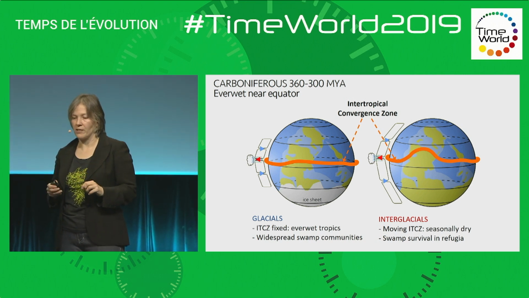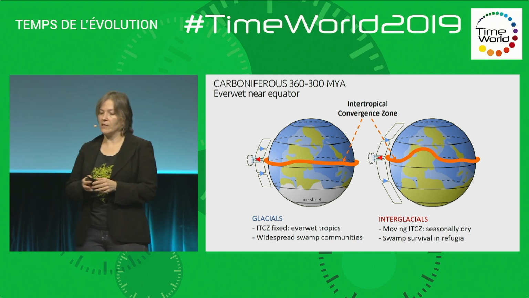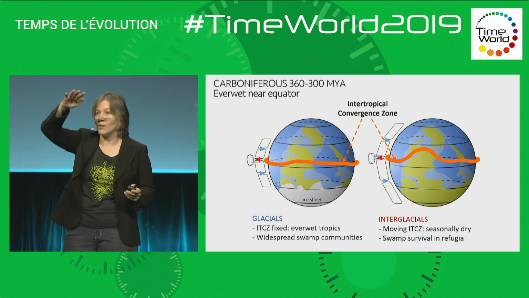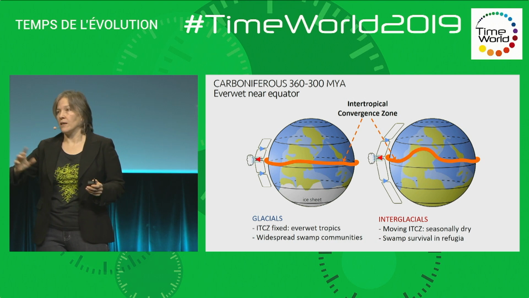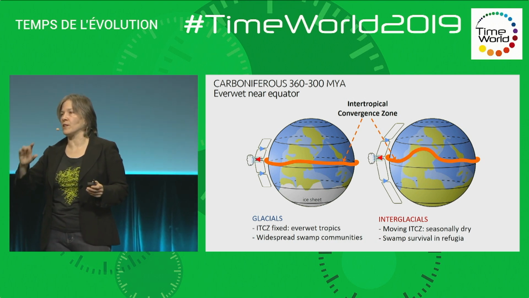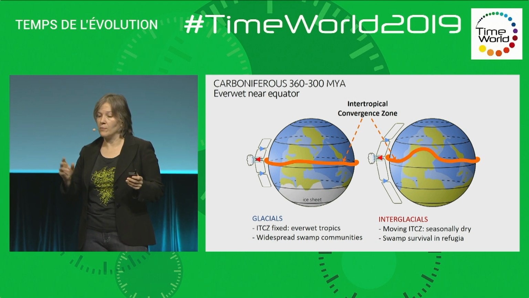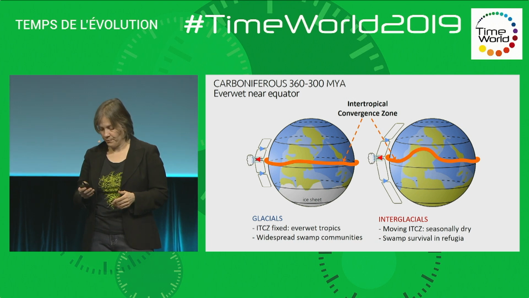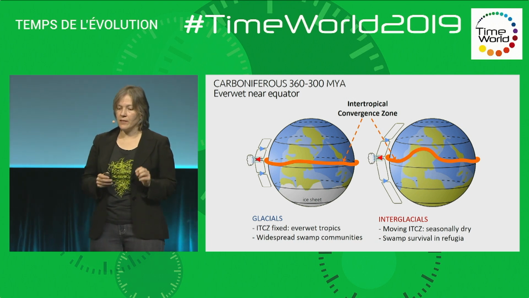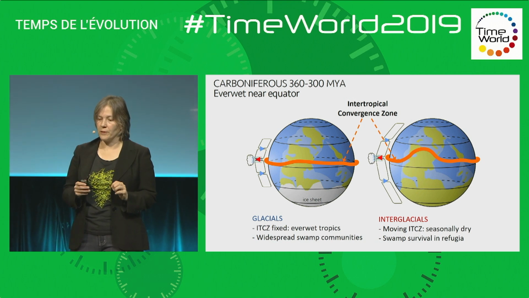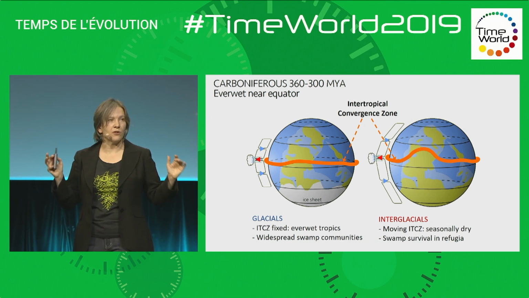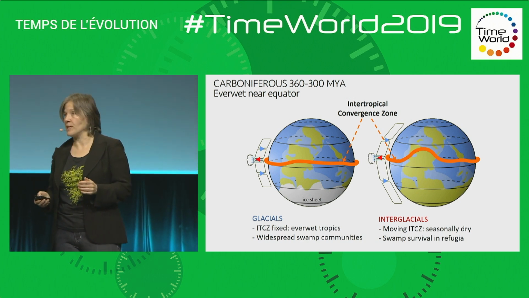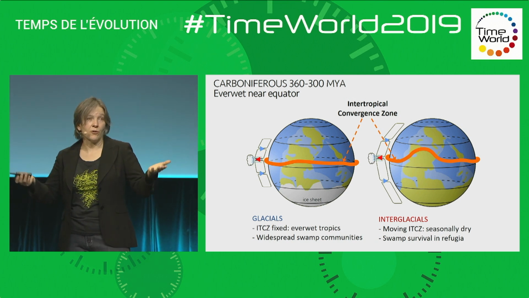You got ever-wet tropics. And if we look at the right side, during the interglacial, the intertropical convergence zones start migrating again with the seasons, and that means that either the northern hemisphere or the southern hemisphere near the equator gets more water. And that means that it actually gets seasonally dry on the equator. During those glacial periods, widespread swamp communities developed in those areas at the equator, and that includes our own Europe.